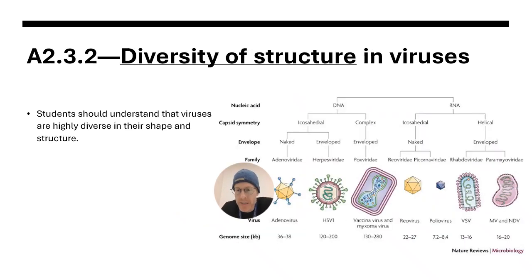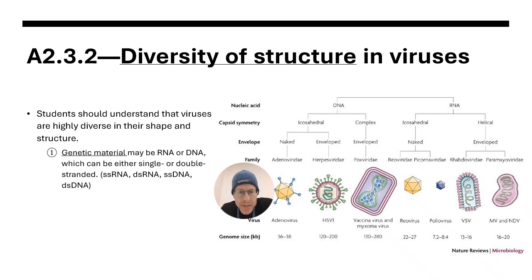Despite the similarities they have, there's a lot of diversity in the structure of viruses. You can see in this chart here, there's diversity in the nucleic acids that they contain. They can either have DNA or RNA as their nucleic acids. And the DNA or RNA can either be single-stranded, so that's represented by the two S's there, ssRNA, for example, or ssDNA, or it can be double-stranded.